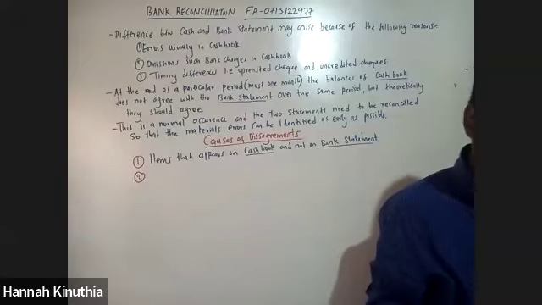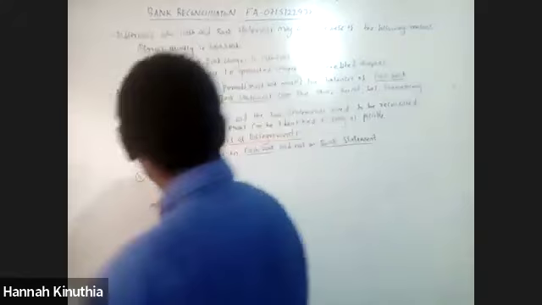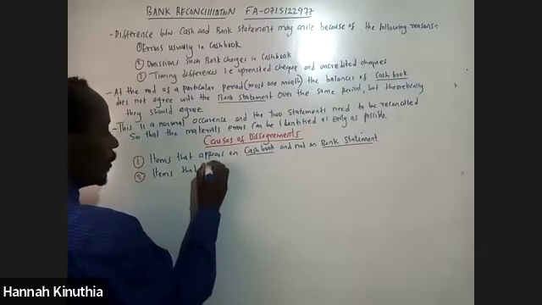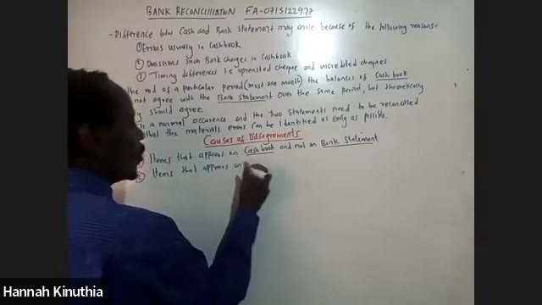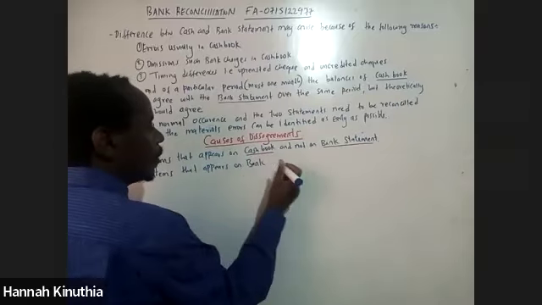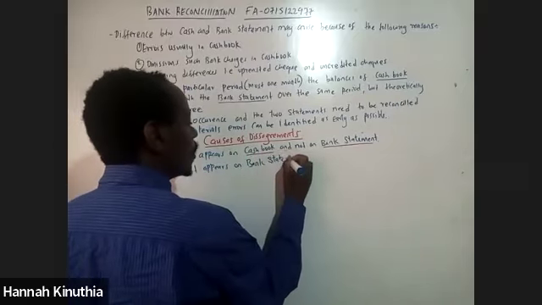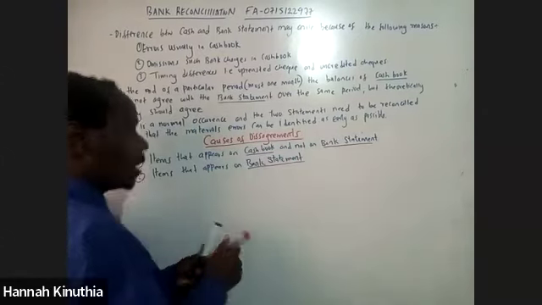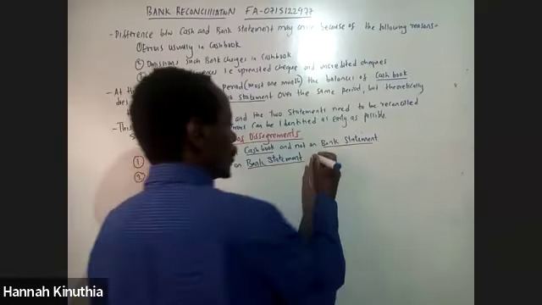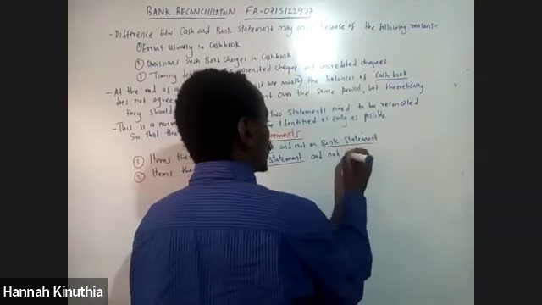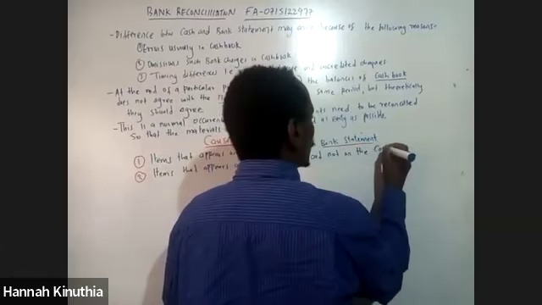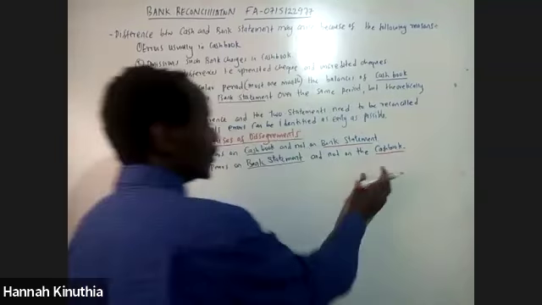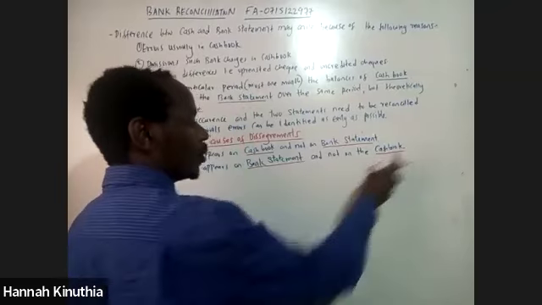Number two, items that appear on the bank statement but not on the cash book. So you find there are items on the bank statement but not on the cash book. So you also need to correct them. How do you correct them? If they are missing on the cash book, you correct them by making sure they appear on the cash book.